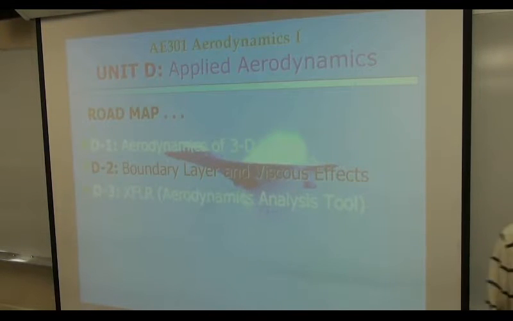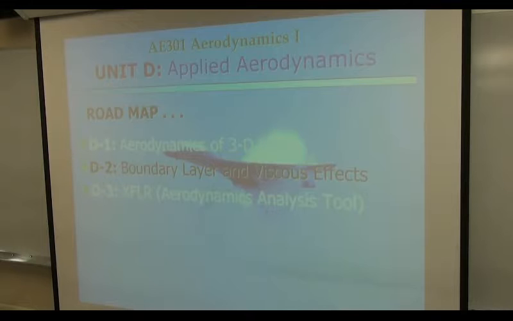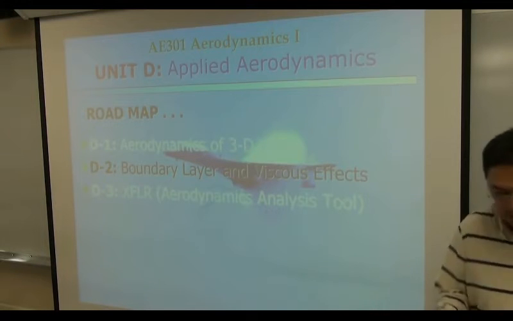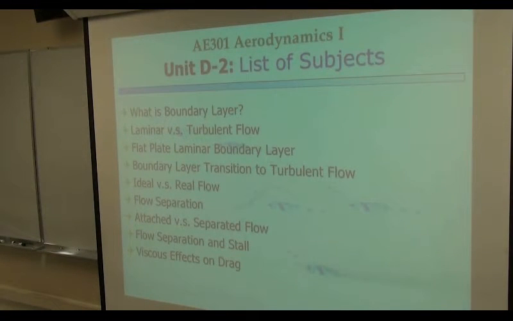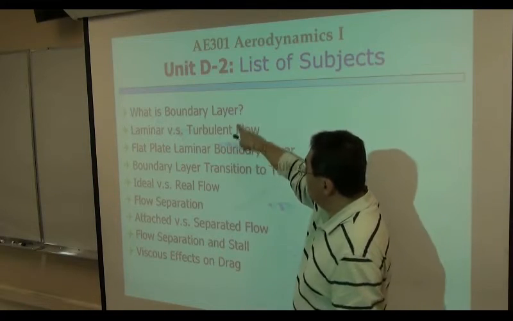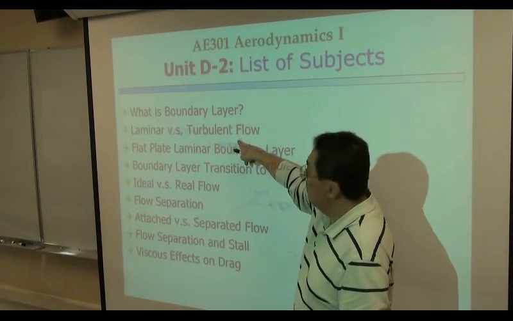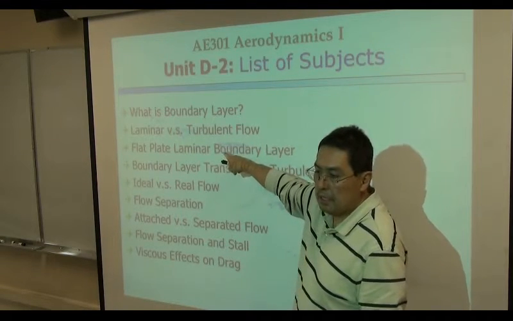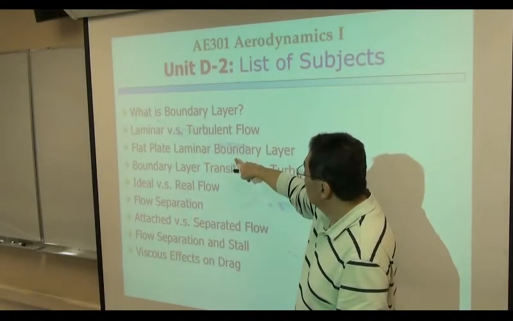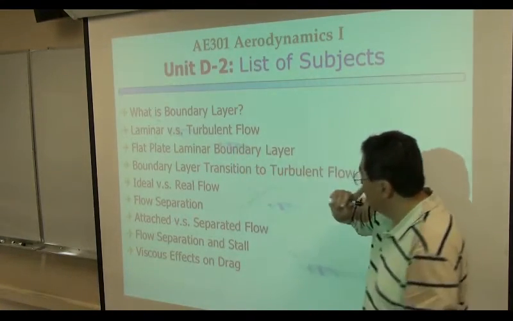Okay, everybody, let's take a look at Unit D2, boundary layer and viscous effects. In this unit, we're going to look at boundary layer theory, which is essentially a flat plate boundary layer. Flat plate means there's no pressure gradient. We will look at what the boundary layer is, then laminar versus turbulent flow, and then solve for boundary layer thickness and skin friction coefficient for the flat plate in the case of laminar and turbulent boundary layers.